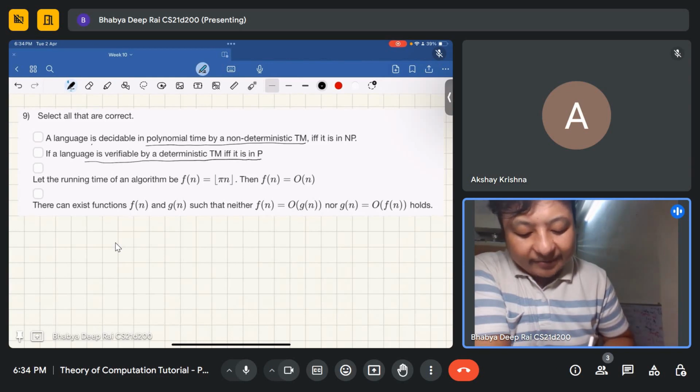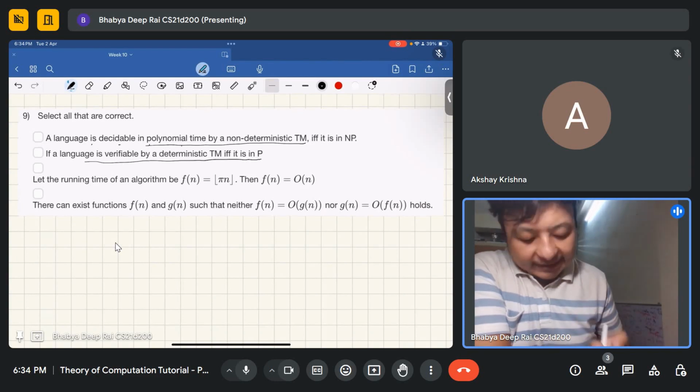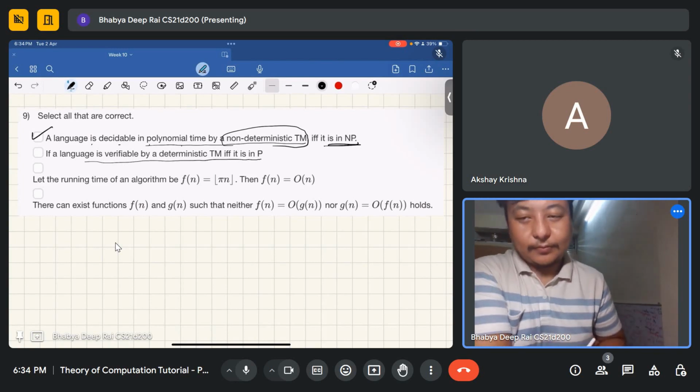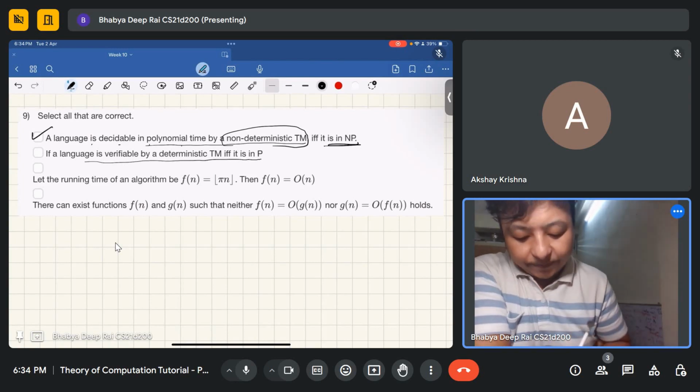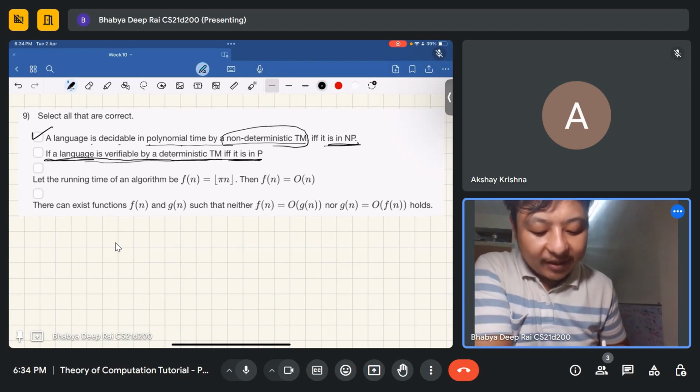A language is decidable in polynomial time by a non-deterministic Turing machine if and only if it's in NP. Yes, because we are talking about a non-deterministic Turing machine. This is exactly the definition of the NP class. So this is correct. If a language is verifiable by a deterministic Turing machine if and only if it is in P.